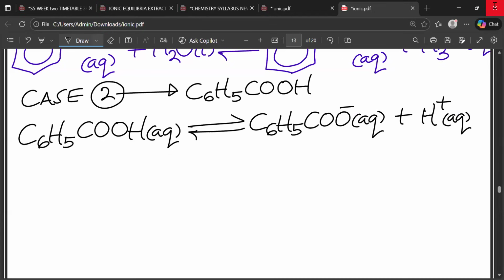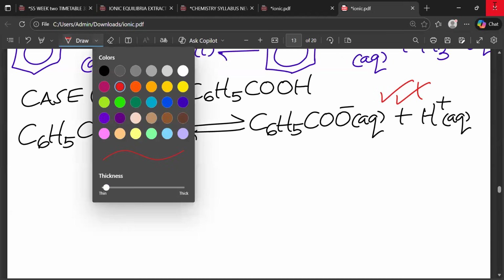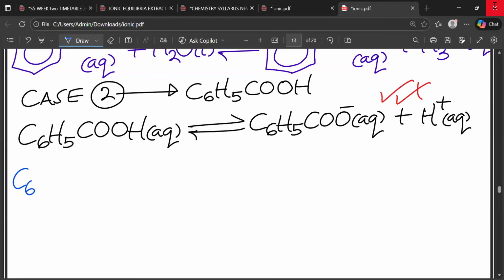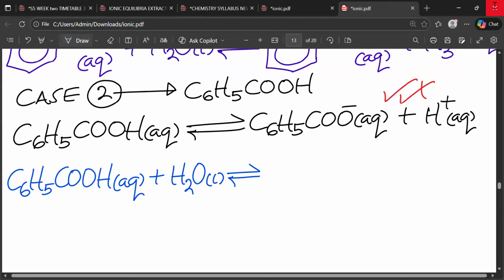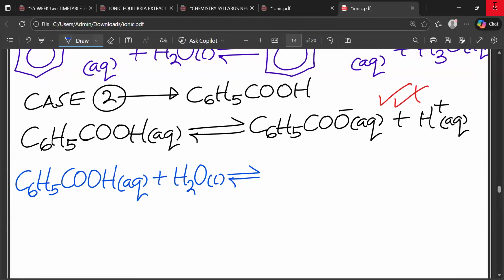It's just aqueous. The second one is alternative 2. C6H5COOH, which is aqueous, plus water, which is a liquid. You spell, I'm listening. For me, I will write. Yes, partial arrows, giving us C6H5COO with a negative, and then plus the oxonium ion, which is H3O+, which is aqueous.